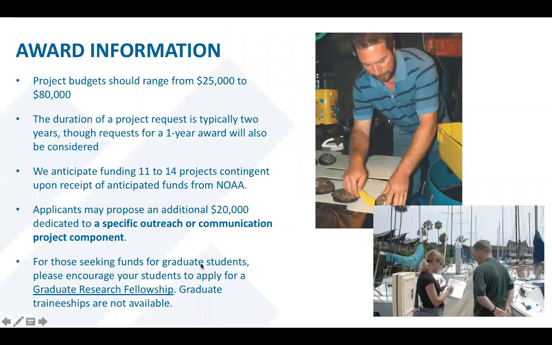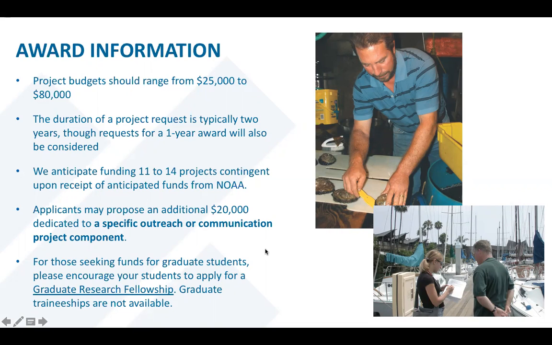So the awards for this particular competition would range anywhere from 25 to 80,000. It's capped at 80,000 this year. The duration of the project is 2 years, but we are also definitely open to entertaining 1-year requests. And we hope to fund 11 to 14 projects, again contingent upon receiving the funds from NOAA, but also based on the project budget that the PIs, the applicants, propose.